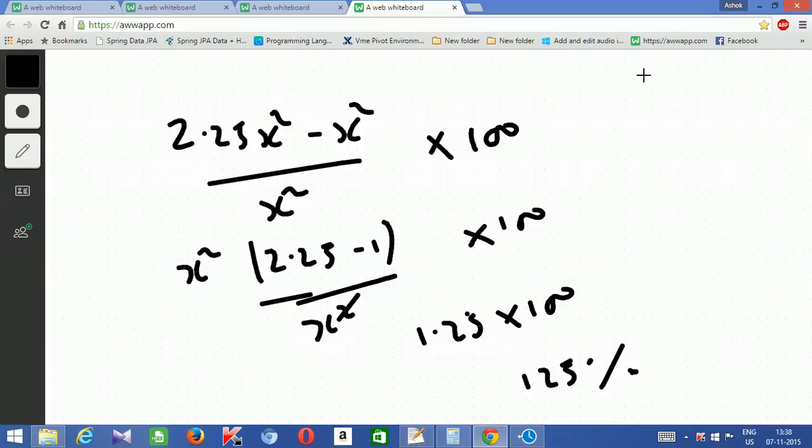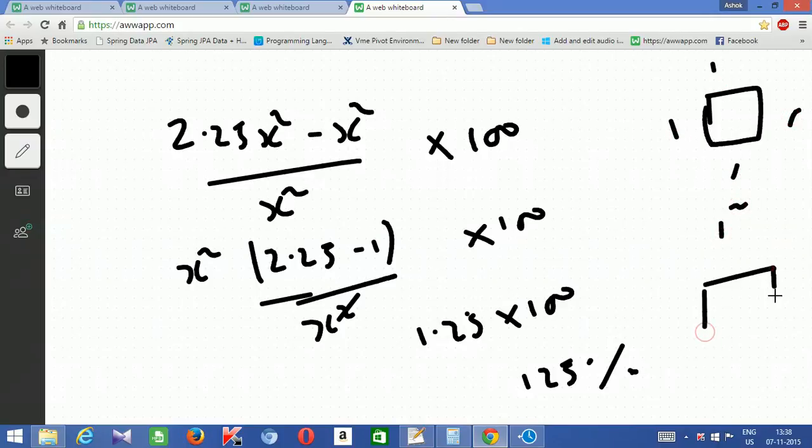As I said, you can take a square of 1 centimeter each side, so the area will be 1 square. If you take a 50% increase, the side will be 1.5, and the area will be 2.25. From 1 to 2.25, it is a 125% increase. So hope you understood this question.